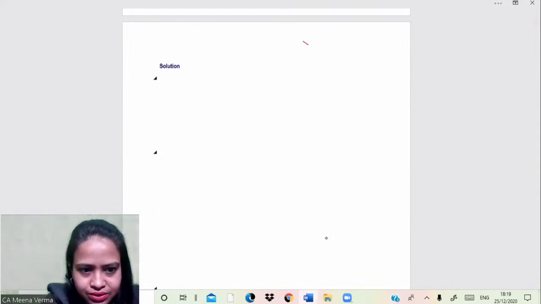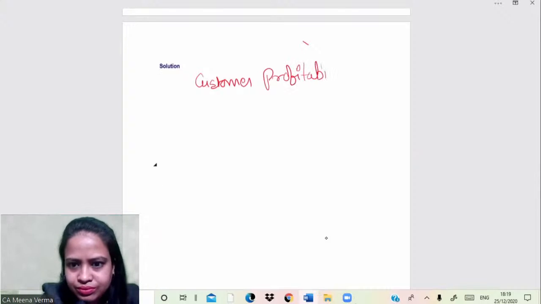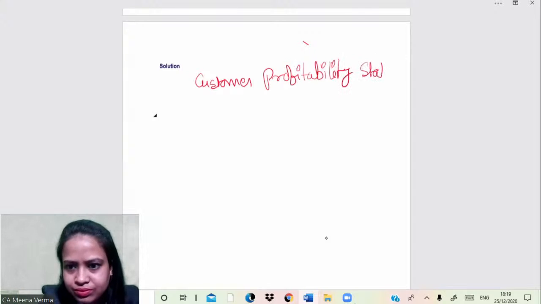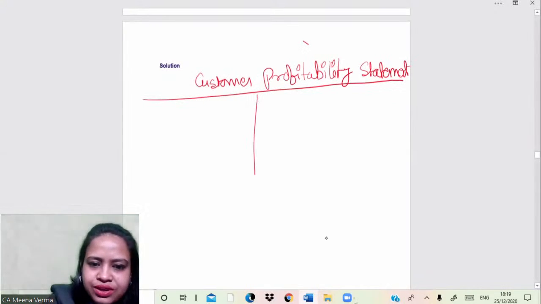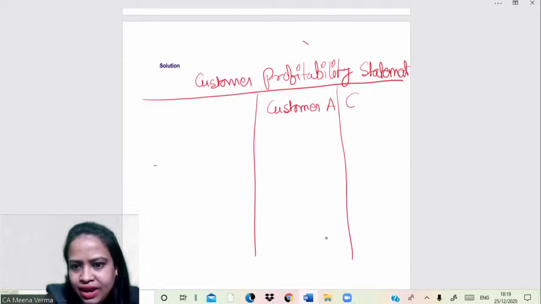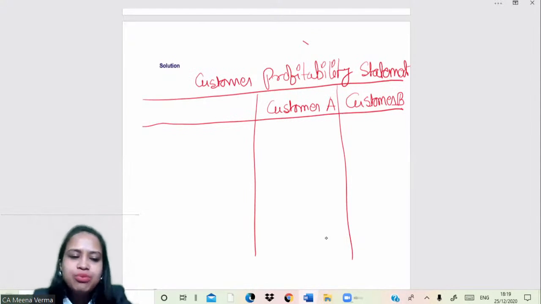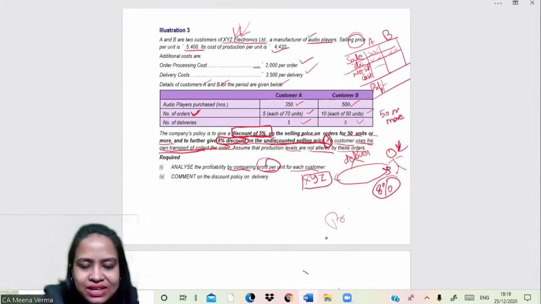Let us find the customer profit. Let us draw the customer profitability statement. We have two customers here, customer A and customer B. In order to find the profitability of the customer, first you need to consider the selling price and the number of units they sell.